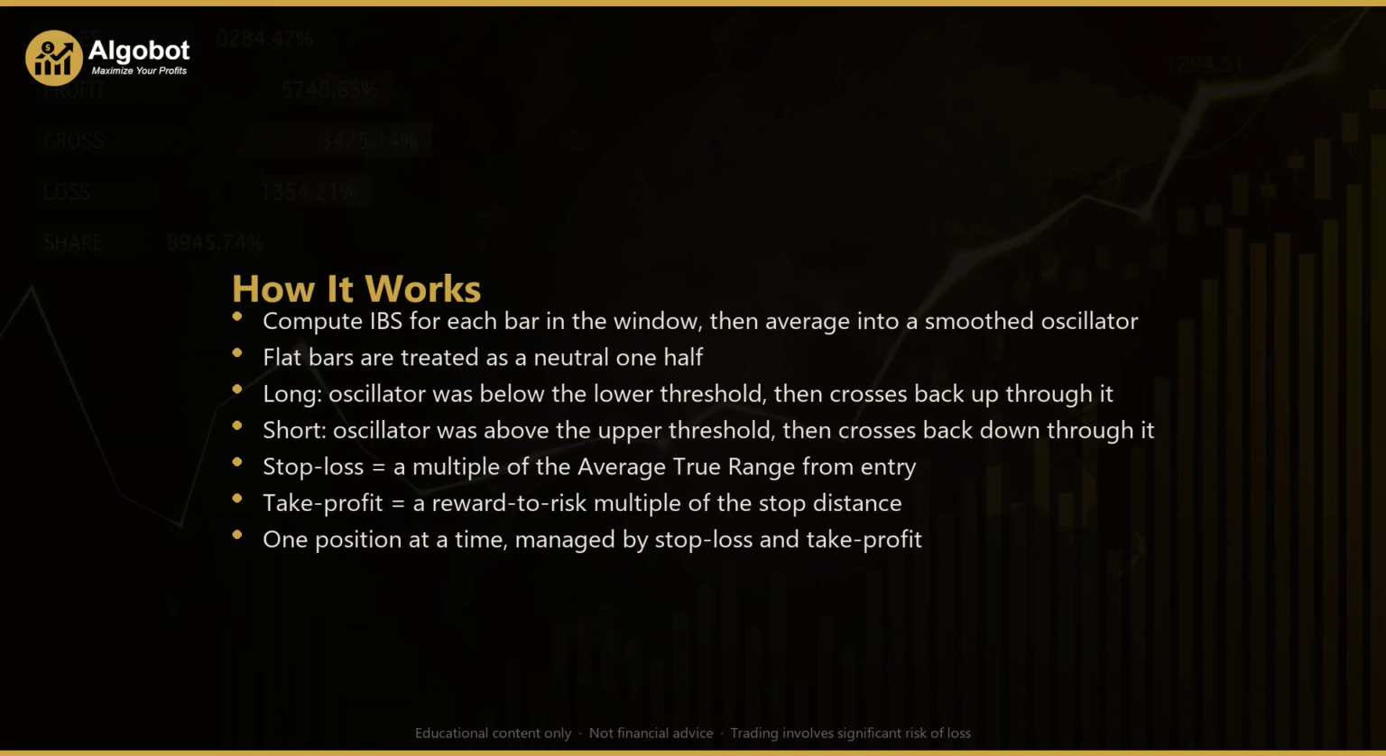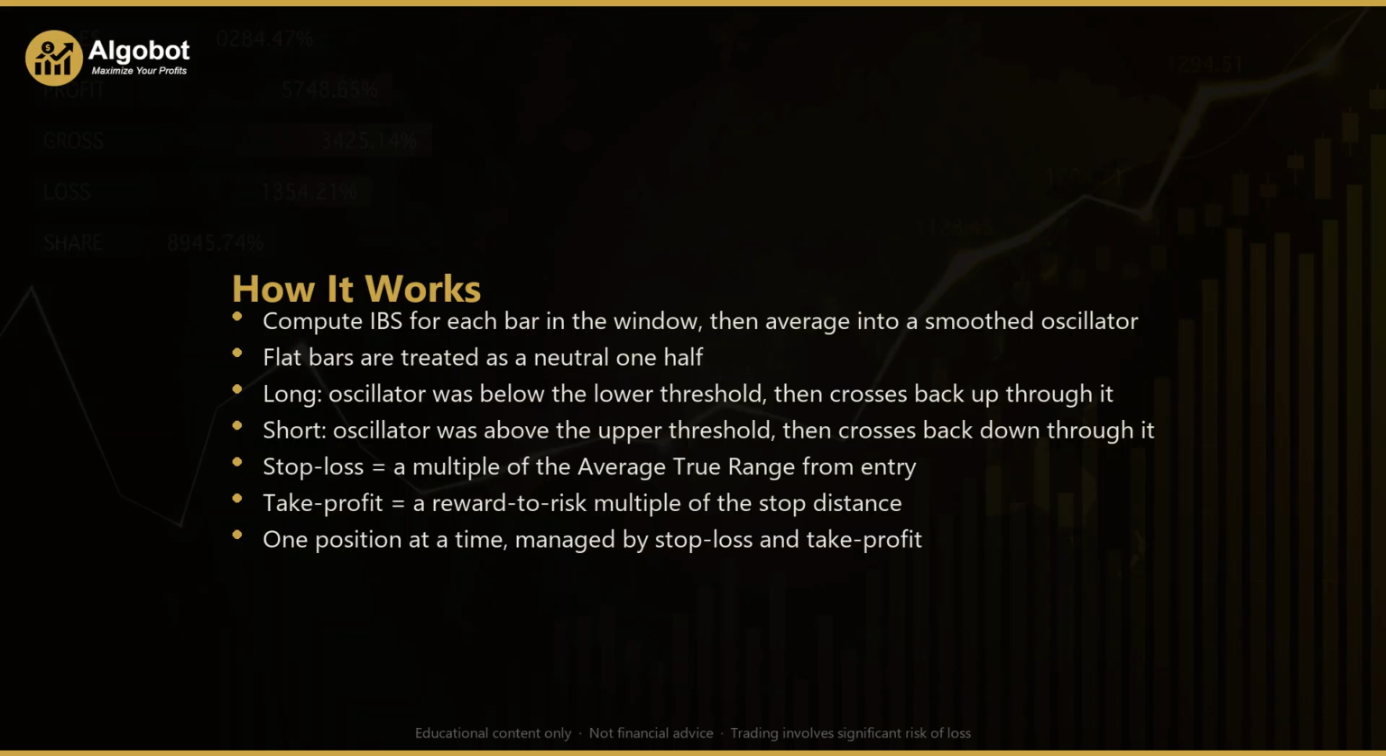Let's walk through the mechanics step by step. On every completed bar, the expert advisor recalculates internal bar strength for each of the most recent bars in its window. The default window is 10 bars, set by the parameter called IbsPeriod. It then averages those 10 readings into a single smooth value, the oscillator that drives every decision. If a bar happens to be perfectly flat, with no range at all, that bar is treated as a neutral 1/2, so it neither pulls the oscillator toward the low zone nor the high zone.